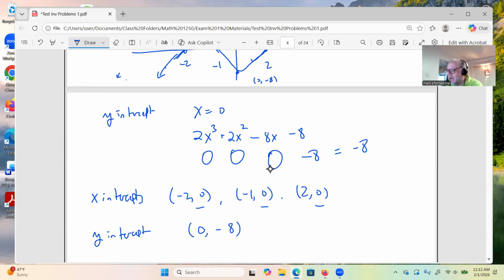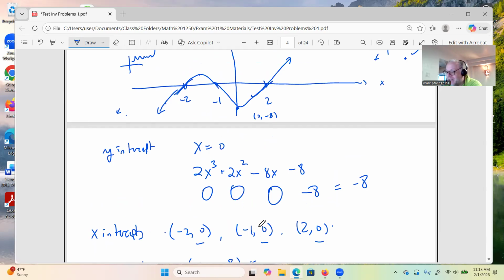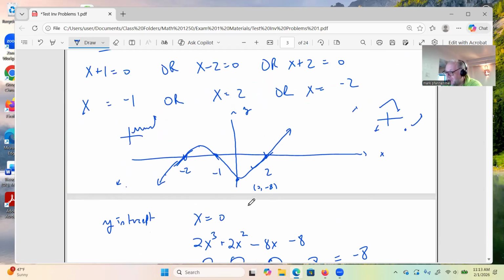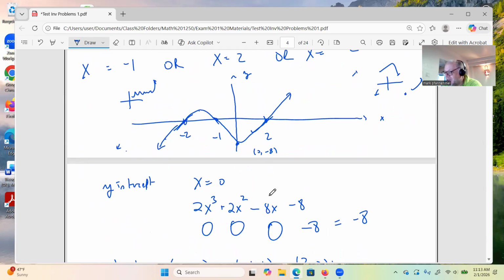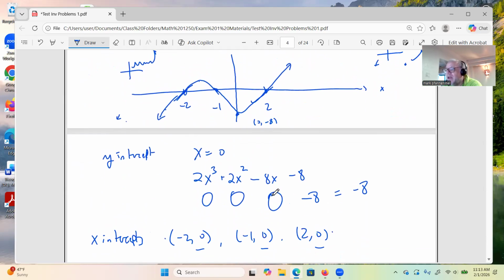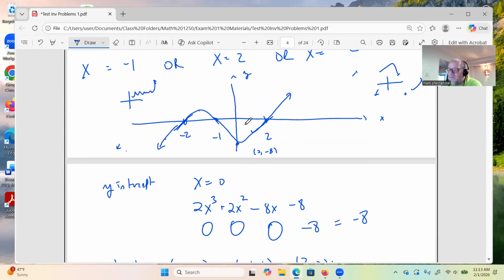So every time you report features on the graph, you have to give both the x and the y coordinate. If you are going on to calculus, this is an extremely important thing to get in the habit of because your calculus teacher will take off a load of points if you don't do this. I will still take off points if you don't do this. So just be careful. Every time you have a feature on a graph, you have to report both the x and the y.